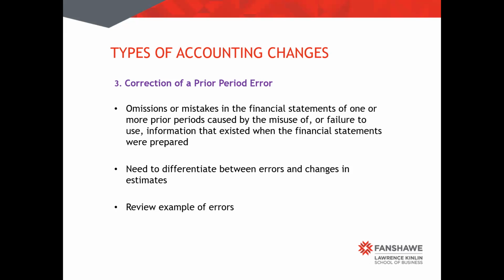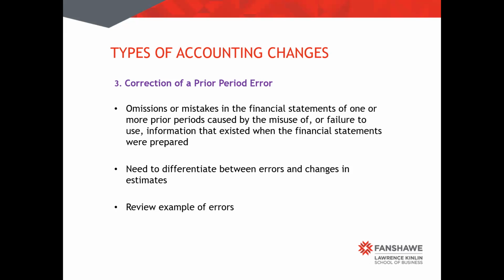Once you've identified those mistakes, you need to differentiate between errors and changes in estimates. It's one thing to change your estimates, it's another thing to make an error. So if you're reviewing your books and your policy didn't change, but you find that a journal was posted incorrectly, you would consider that a prior period error.